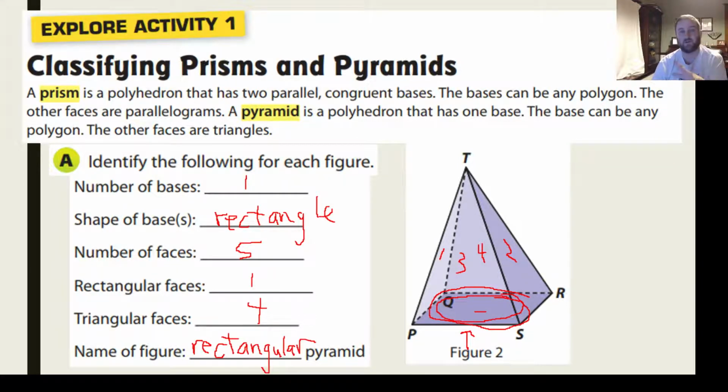Okay. If it was a square, if we knew for certain it was a square, we'd call it a square pyramid. Again, if it was a triangle base, we'd call it a triangular pyramid. Okay.